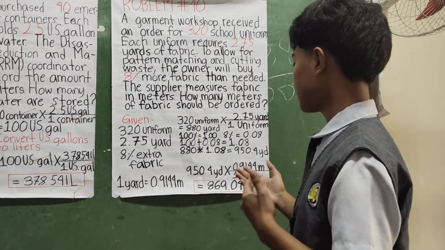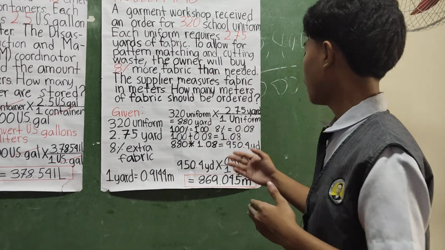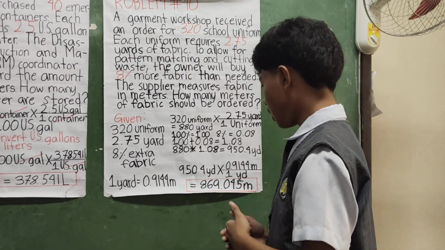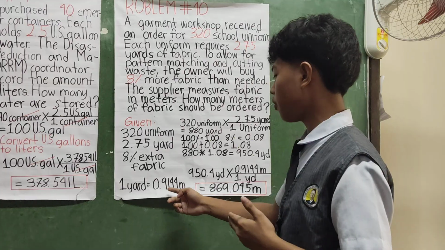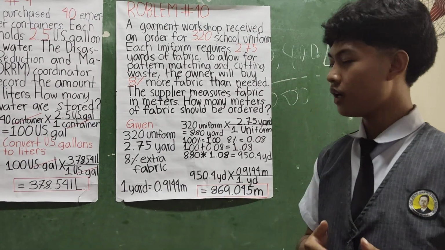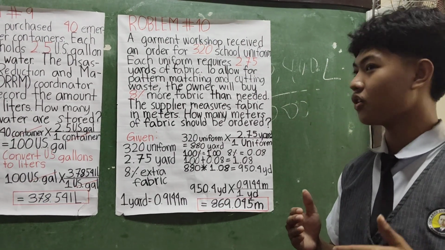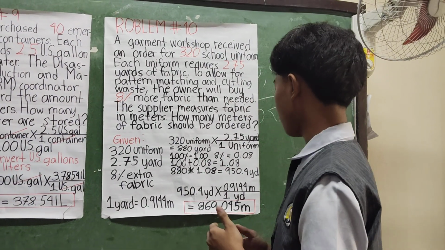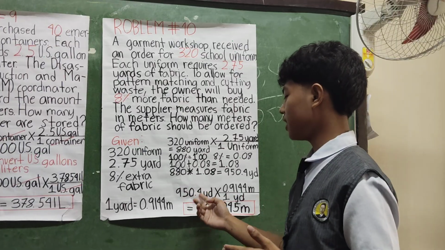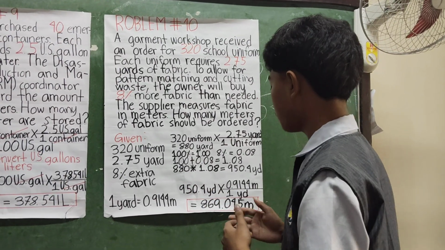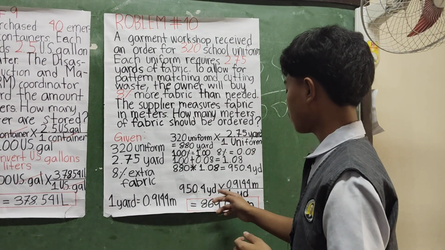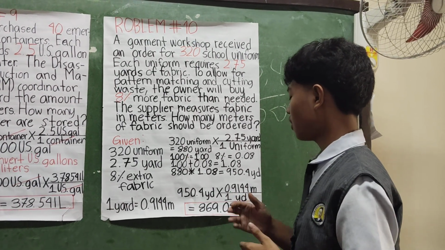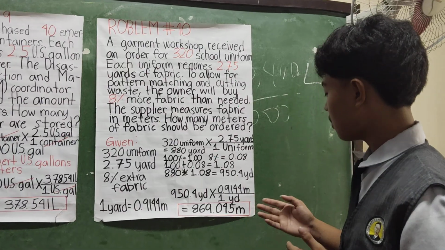So 880 times 1.08 is equal to 950.4 yards. Now, 1 yard is equal to 0.9144 meters in conversion factor. So to find how many meters of fabric there are in 950.4 yards, we multiply. 950.4 times 0.9144 is equal to 869.045.